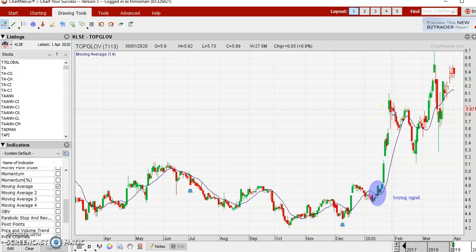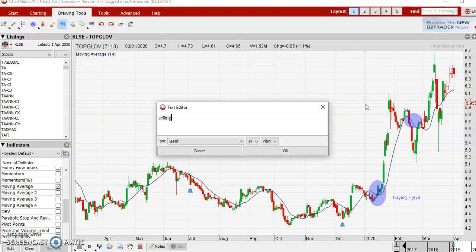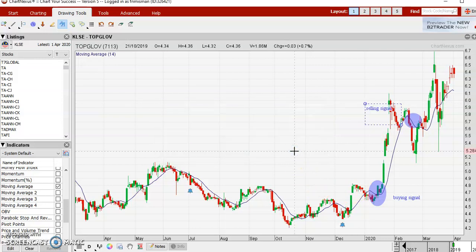And where is the selling signal? This is the first selling signal. So this is a selling signal.